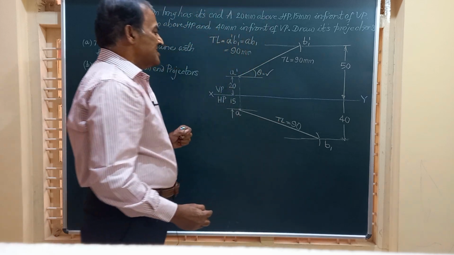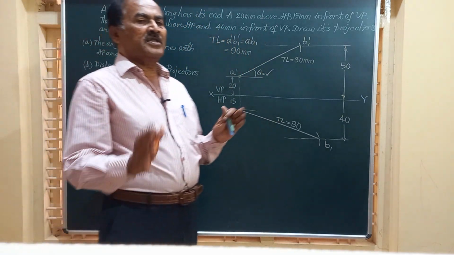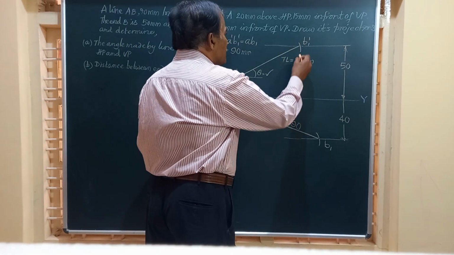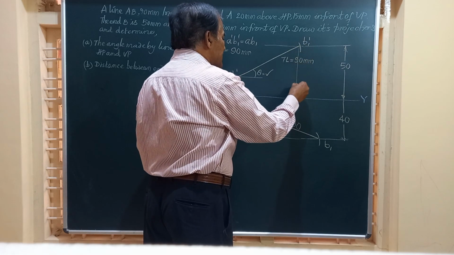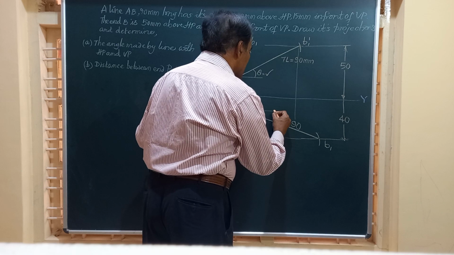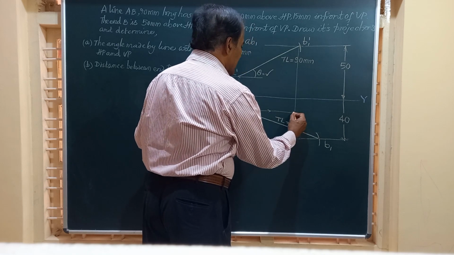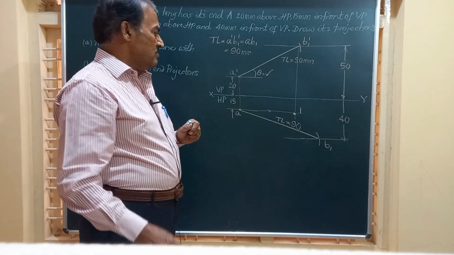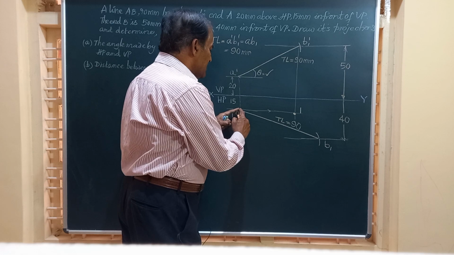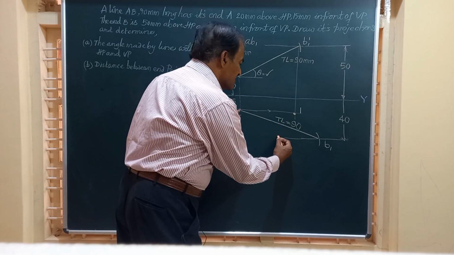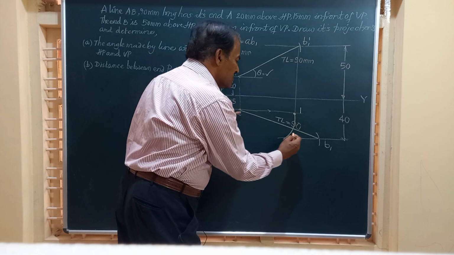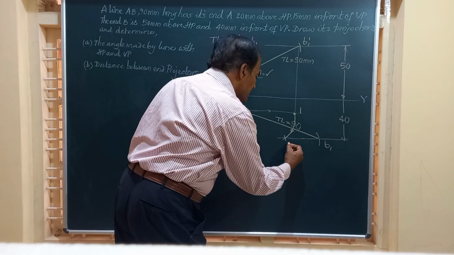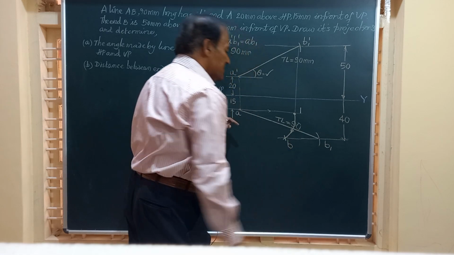And friends, how to obtain this? This is very simple, friends. Whenever you have got the true length line, from the end of B, you draw a vertical line till it touches the locus of the end A at this point. We'll call that point 1. Now, taking A as center, A to 1 distance as radius, you can draw an arc, and that arc cuts the locus of this point B at point small b.